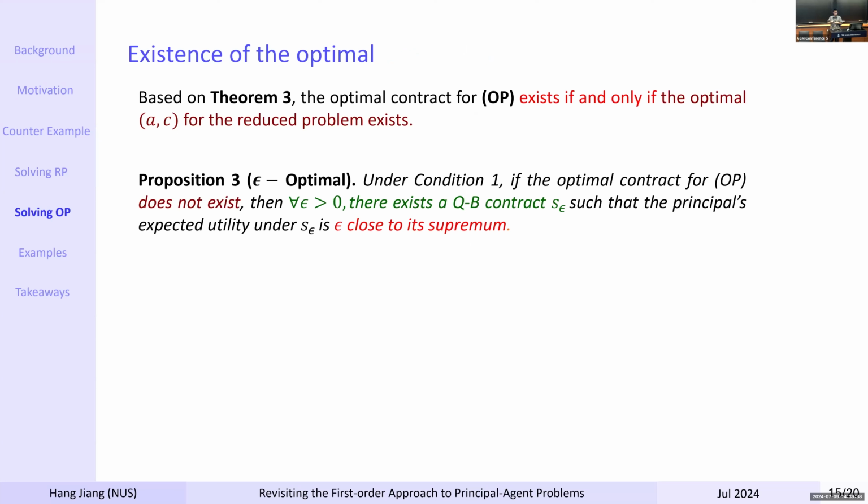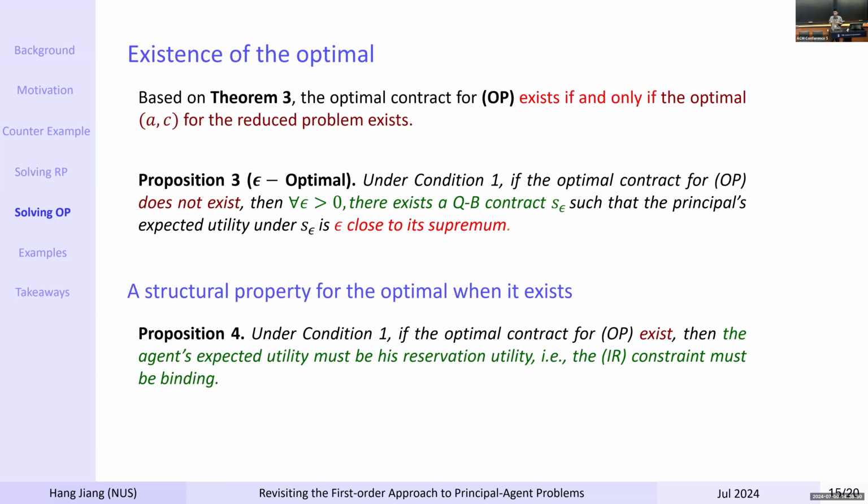We also show that even if the optimal contract does not exist, we can still solve the problem and provide an epsilon-optimal contract that is close to the supremum, because we can focus on the quarter-bonus contract. And we show that if the optimal contract exists, then the agent expected utility must be the reservation utility. The IR constraint must be binding.